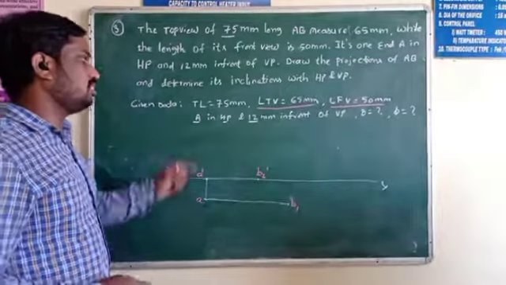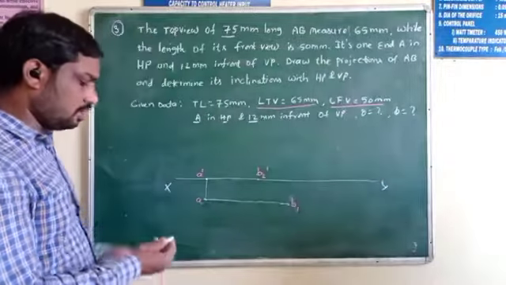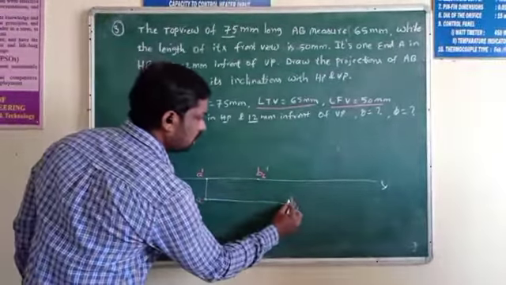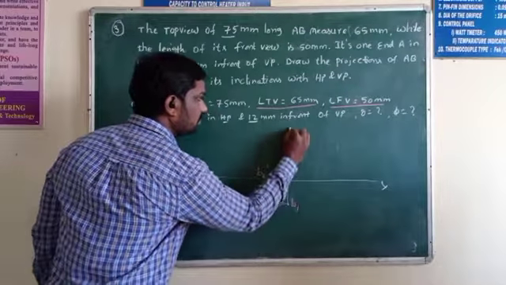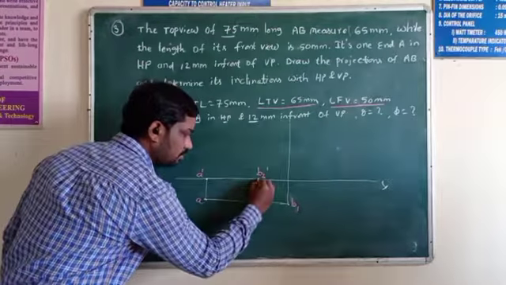Next, they are not giving angles theta and phi, so I am taking it like this. I am drawing a perpendicular line from the point B1, and also drawing a perpendicular from B2 dash.